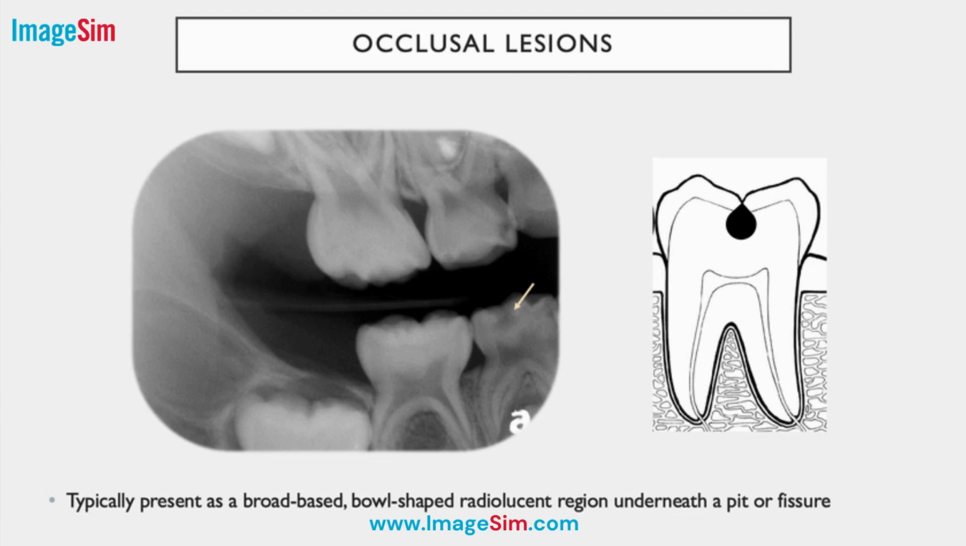Occlusal lesions. Occlusal lesions are the most common type of lesion in both children and adults. They typically present as broad-based, bowl-shaped radiolucent regions underneath a pit or fissure.